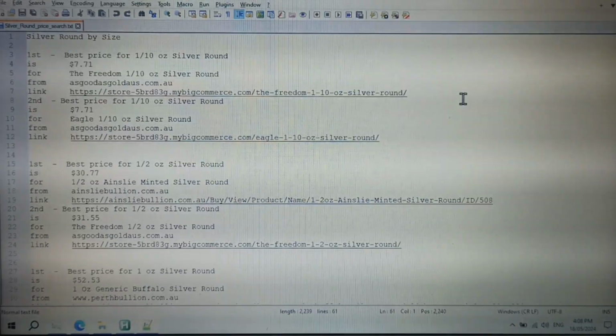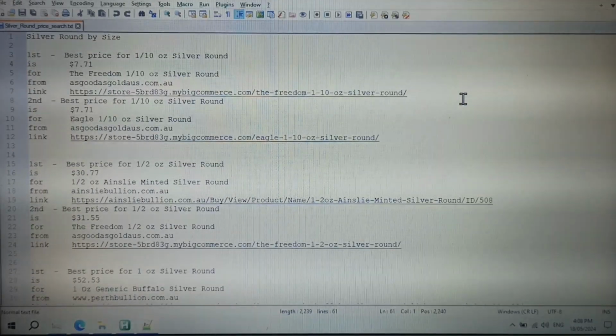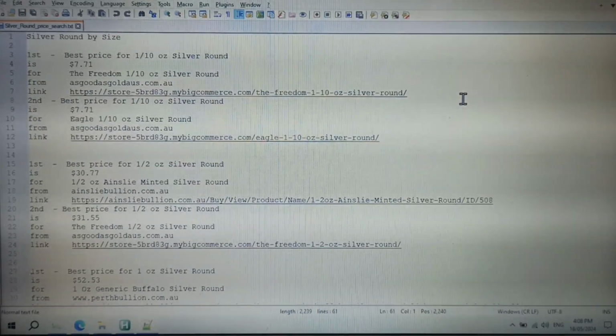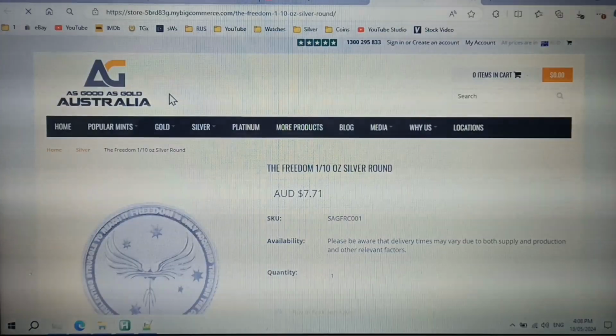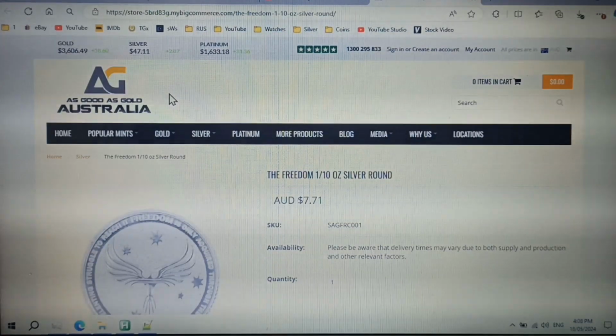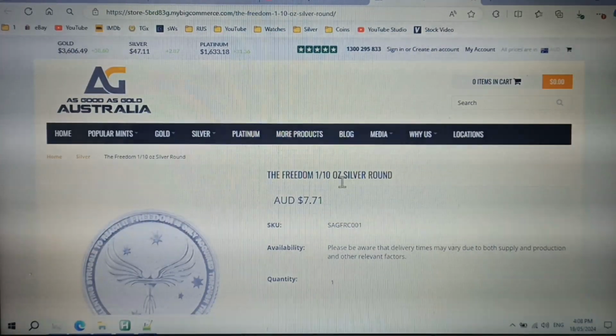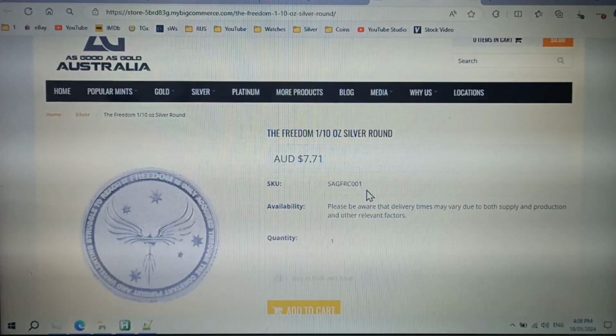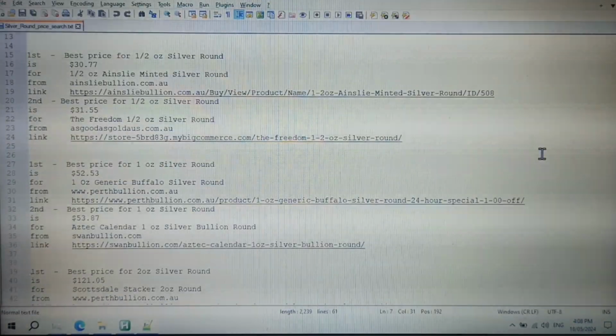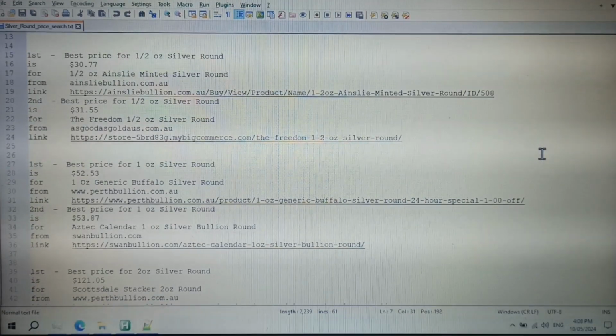Best price for 10th ounce silver round is from As Good As Gold Australia. Second best price is the same price from As Good As Gold Australia. Let's have a look at the best price. For 10th ounce silver round, you can pick it up from As Good As Gold Australia. They're only asking $7.71.